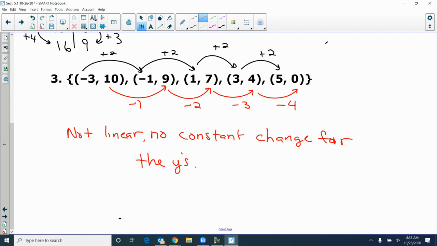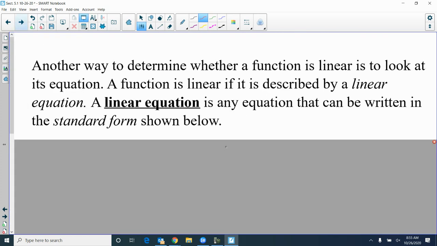All right, is that the bottom of that first page? Yeah. All right, once you get done with that, flip it over. Now, if you want to put them in a table, absolutely fine, because some people are just more comfortable doing that. Another way to determine whether a function is linear, you should be able to look at the equation and tell me yes or no. And we'll have to go over why.